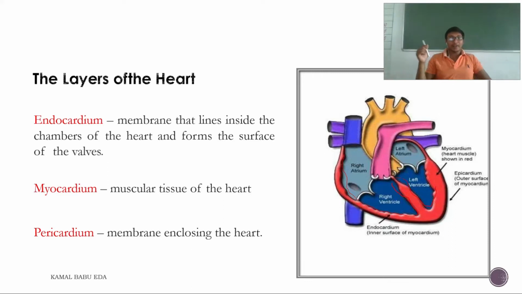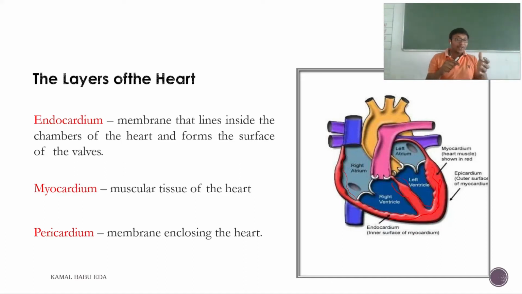Coming to the myocardium, this is the muscular tissue of the heart. You can see the portion shown in the red point. This is the myocardium, the middle part. It is situated between the endocardium and the pericardium. And the pericardium is the outer covering. It mainly deals with the outer surface of the myocardium. This is the outer membrane.